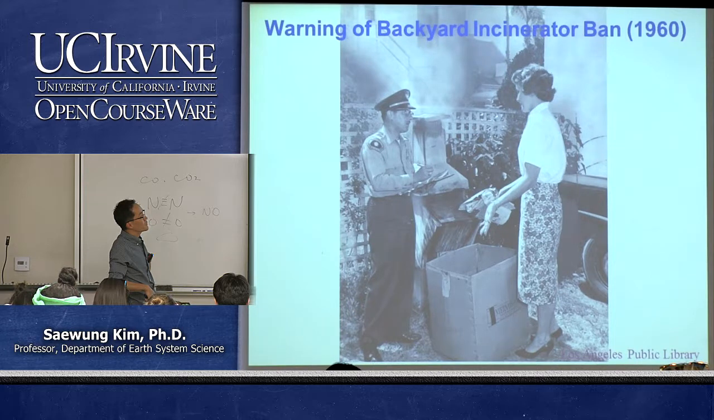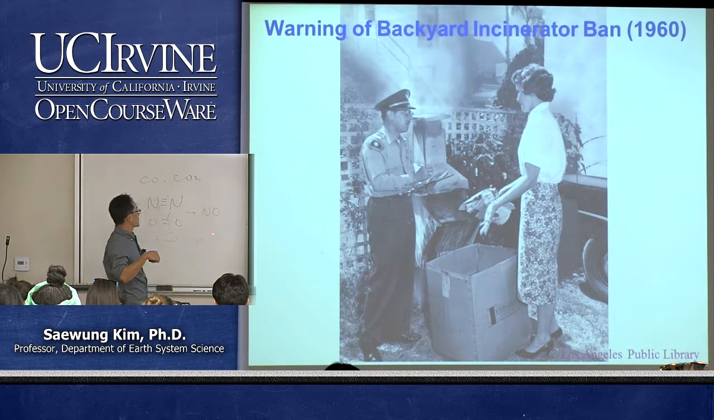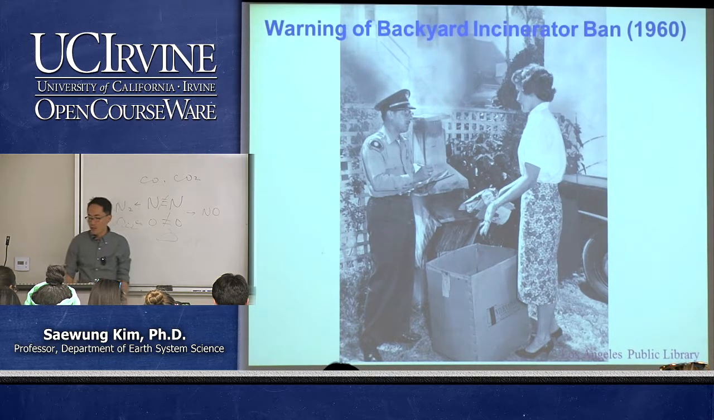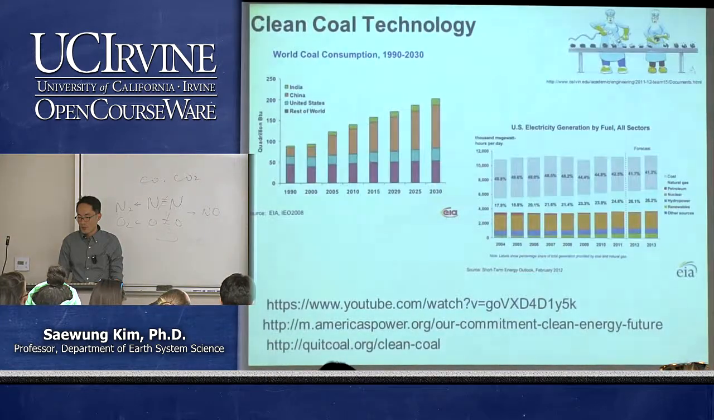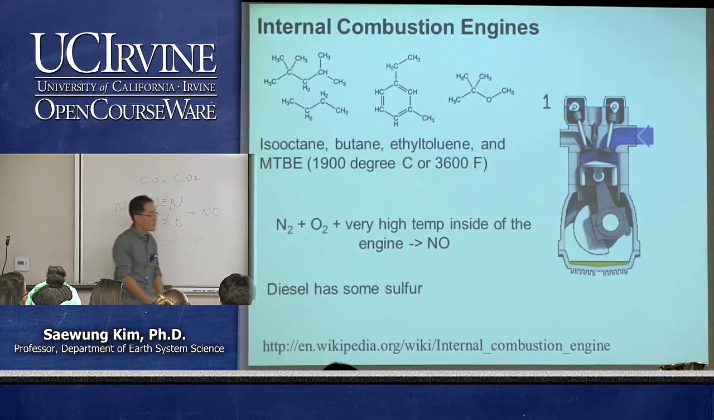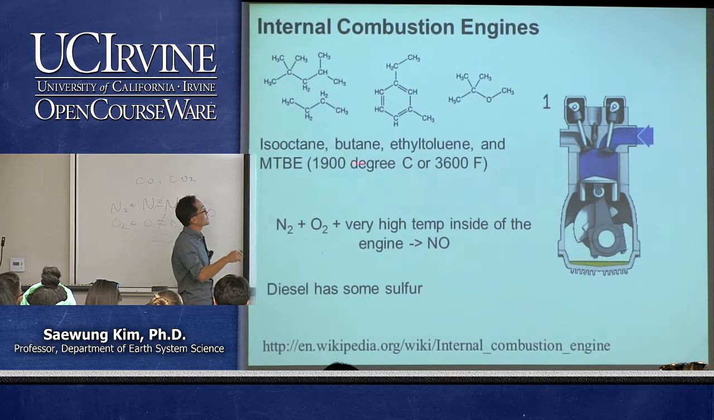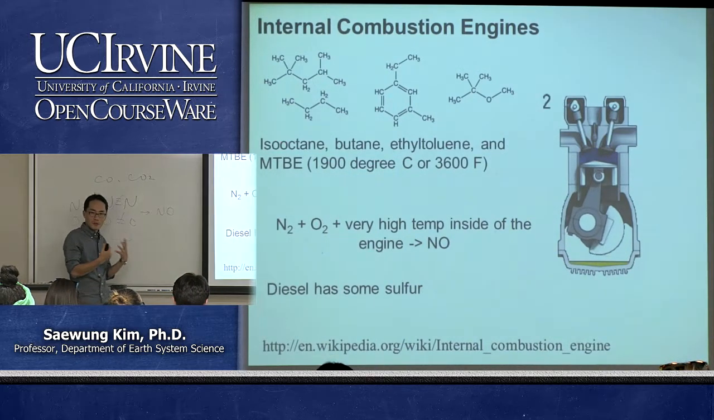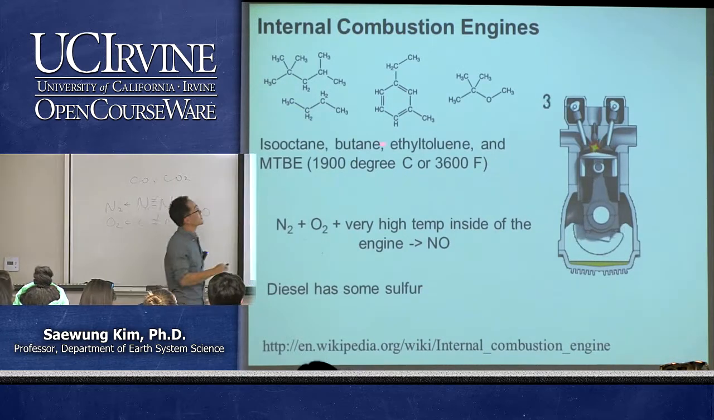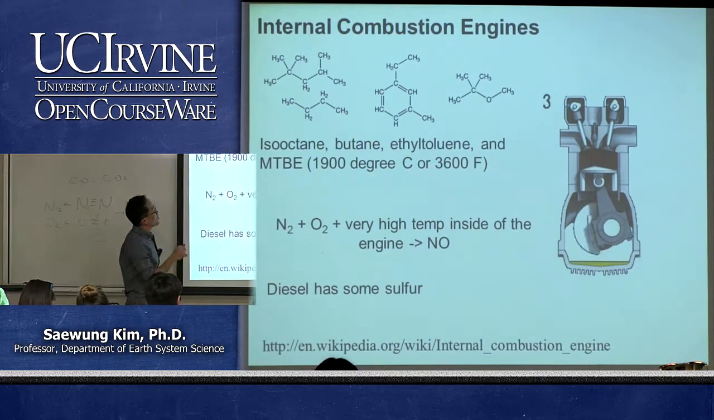So the only problem we still have is the emission from the car engine that emits NO and NO2 from this reaction. And if you go back to this fuel, collectively we call it carbon-structured compounds. What do we call it? Organic. So this is organic compound.